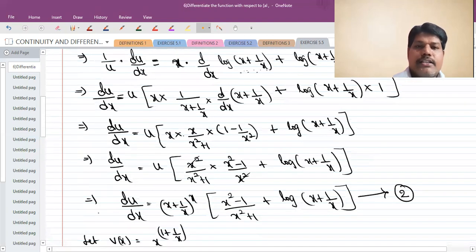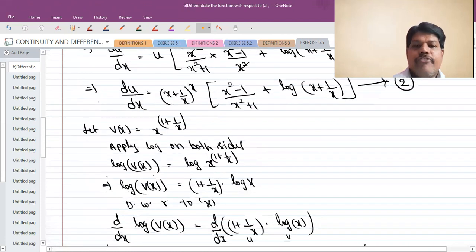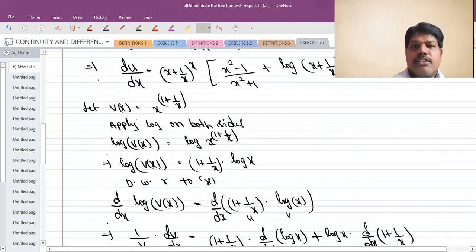Minus 1 by x square. Here, multiply that one, and also here take the LCM, x square minus 1 by x square. The x square will be cancelled. Take that as equation number 2. After taking this equation, take the v of x. What is the v of x? It is also the same, students.